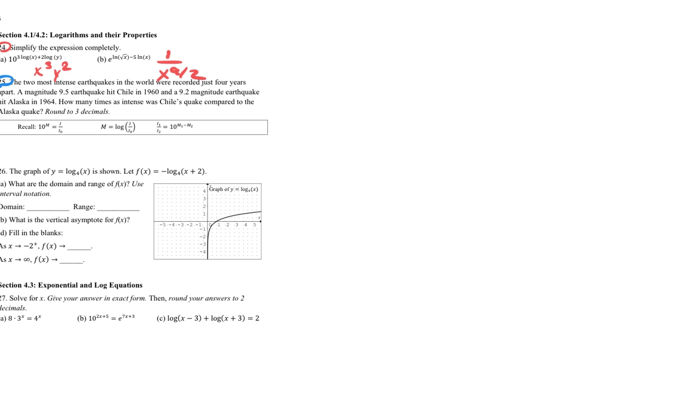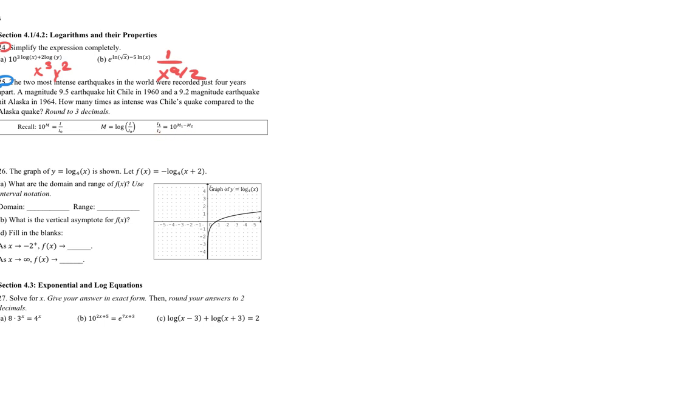25. The two most intense earthquakes in the world were recorded just 4 years apart. A magnitude 9.5 earthquake hit Chile in 1960, and a 9.2 magnitude earthquake hit Alaska in 1964. How many times as intense was Chile's quake compared to the Alaska quake? Round to 3 decimals. So if we look right here, we're given kind of a formula that we can use.